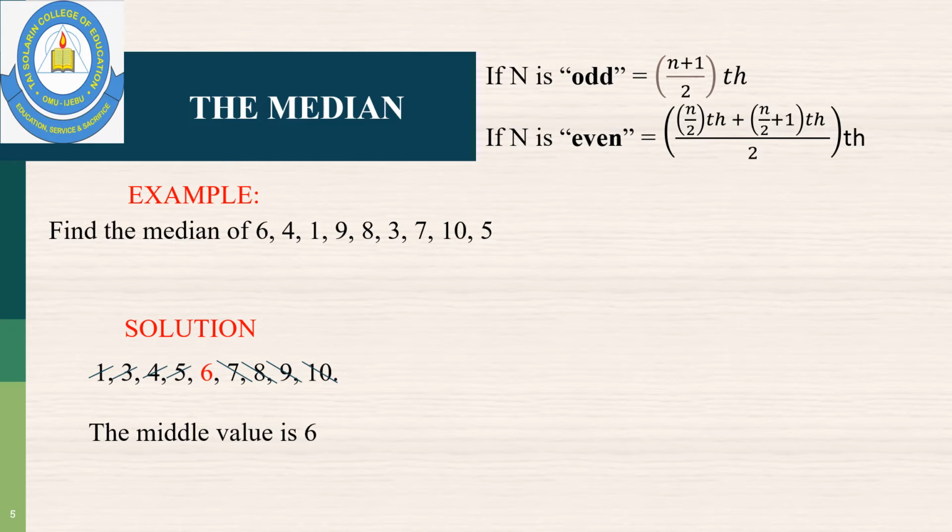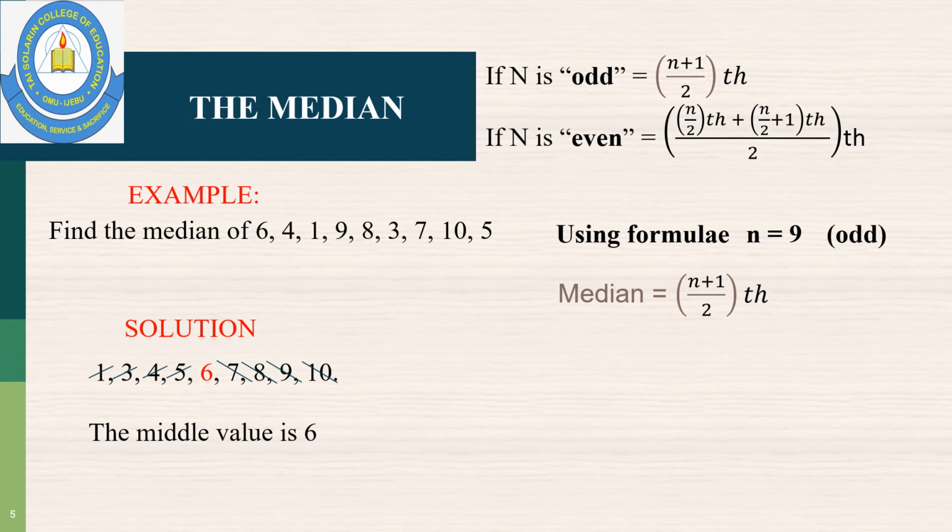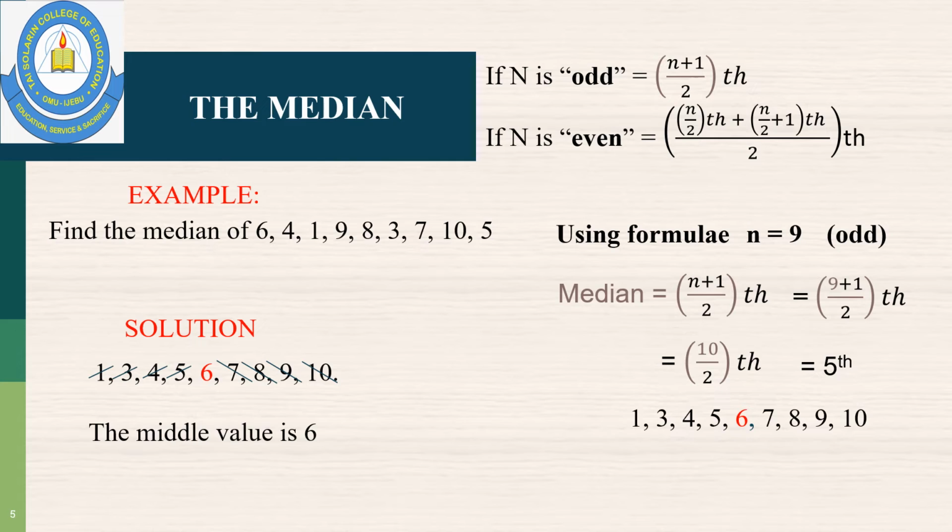So let's use the formula this time around. Since our n is 9, and 9 is an odd number, we are going to make use of the formula for odd, and this is the formula for odd. What we do is that we substitute our n to be 9. When you do that and you resolve, you get the fifth number. So what we do now is that you check from the arrangement of the numbers. The fifth number, if you count, is going to be 6, and that becomes our median.